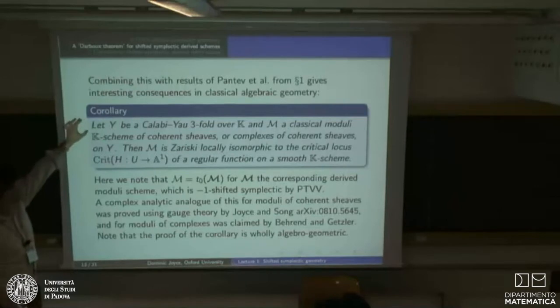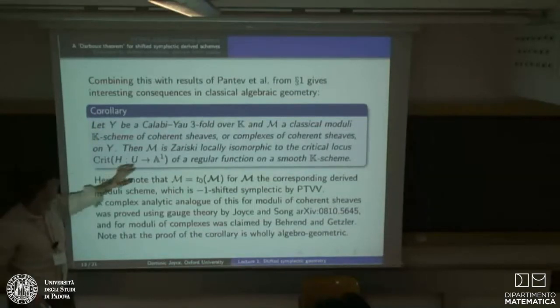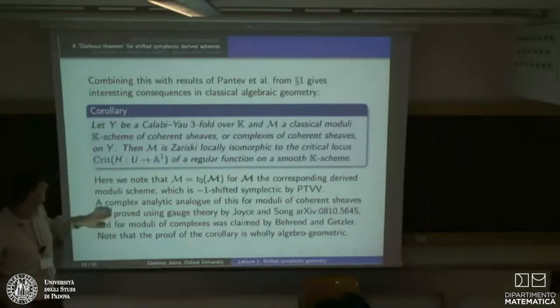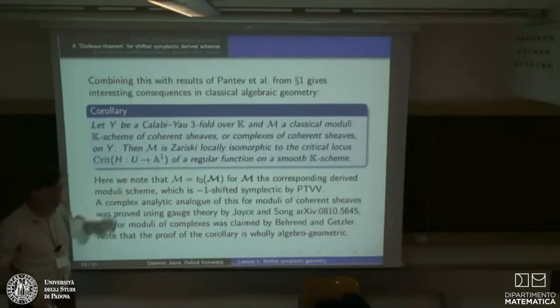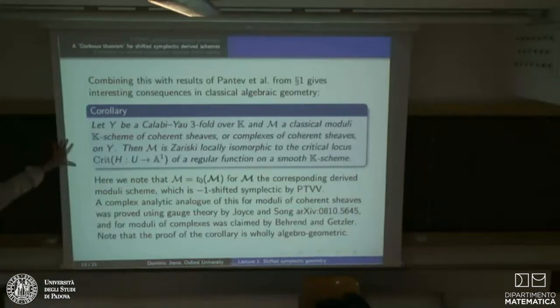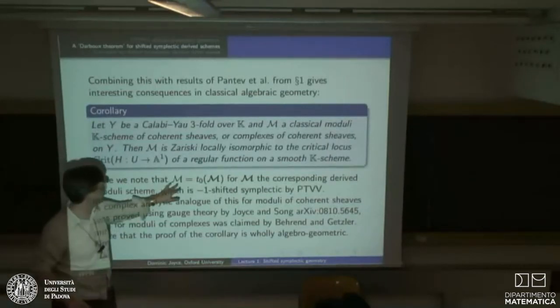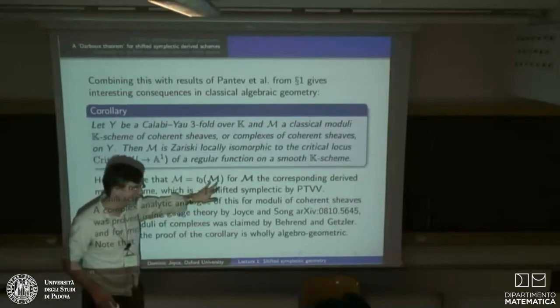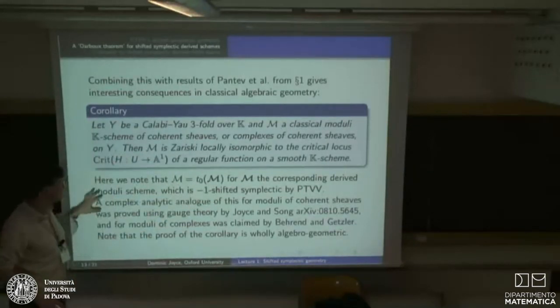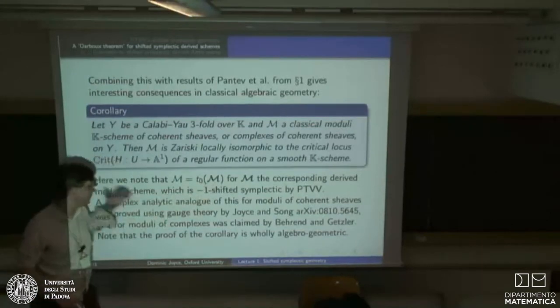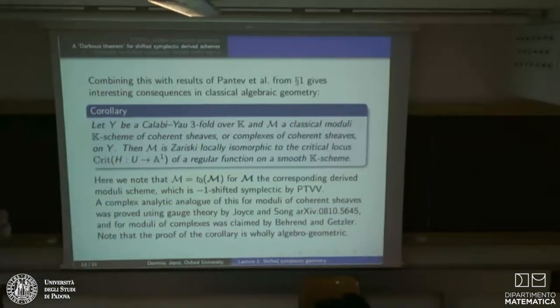Anyway, so the corollary tells us that if Y is a Calabi-Yau 3-fold over K, and M is a classical moduli scheme of coherent sheaves, or complexes of coherent sheaves, on Y, then M is Zariski locally isomorphic to the critical locus Crit(H), with H going from U into A^1, of a regular function H on a smooth scheme U. So once again, this is really very strong, much stronger than I would have expected to be able to prove. The way we prove this is we just note that the classical scheme M is the classical truncation of a derived moduli scheme, bold M, and PTVV tells us that bold M is minus one shifted symplectic, and then we apply the previous corollary.